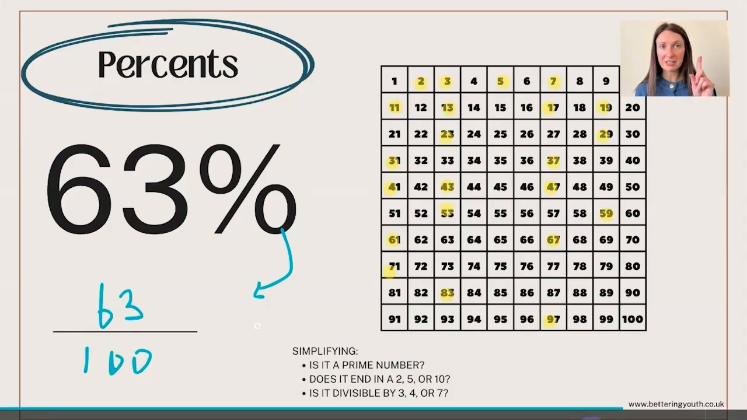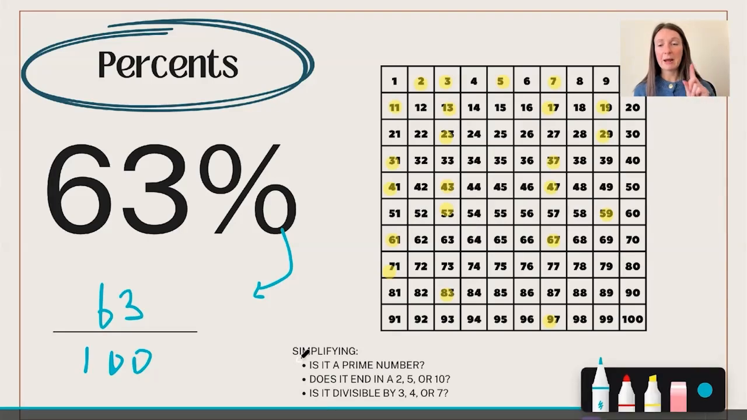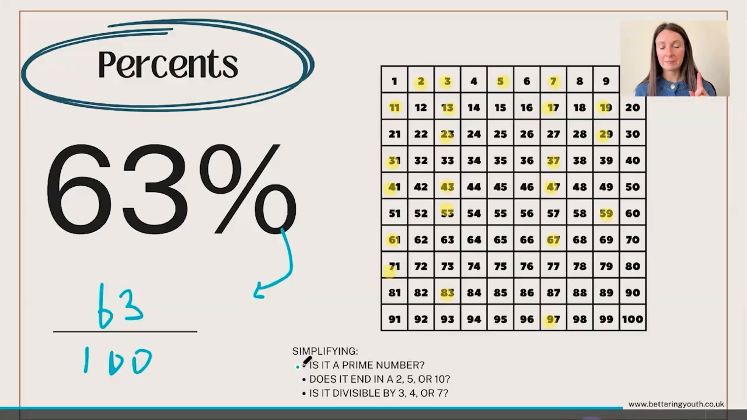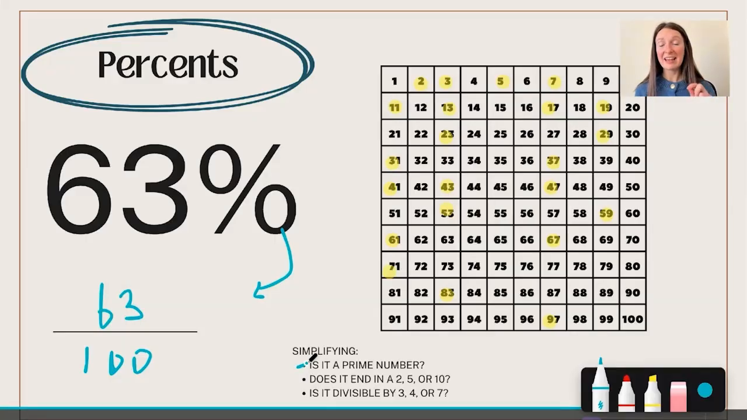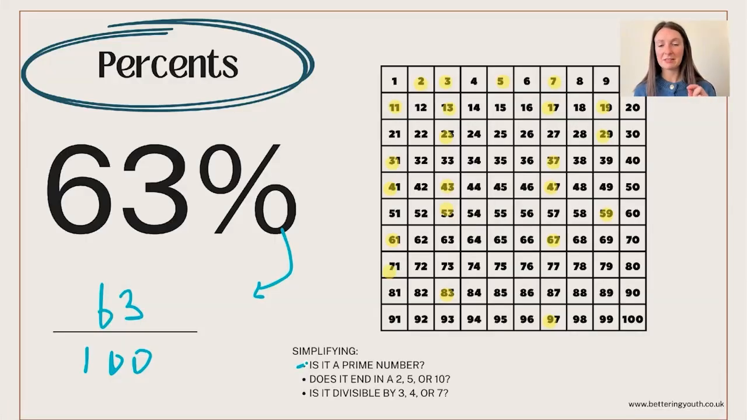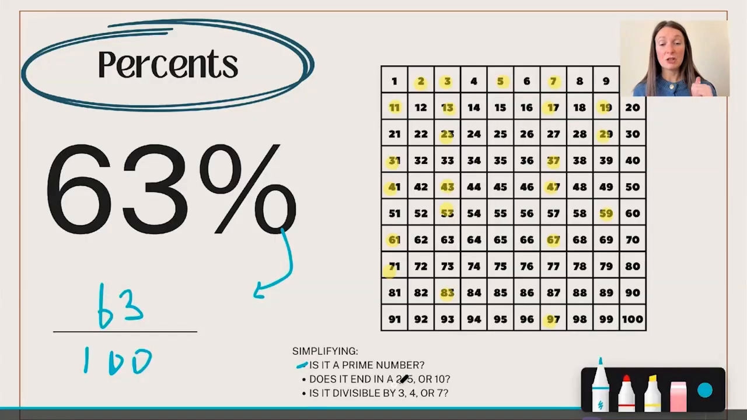So the first question says, is it a prime number? Knowing my prime numbers, no, it's not a prime number, which means we're likely able to simplify it. That's what that means. Does it end in a 2? No. Does it end in a 5? No. Does it end in a 0? No. Okay, we keep going.